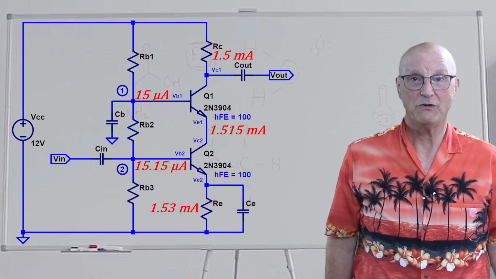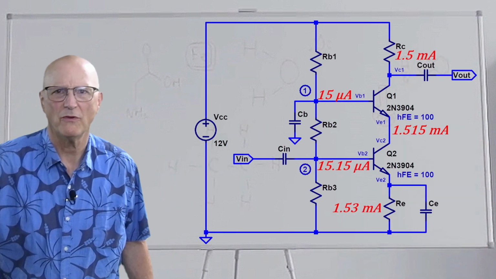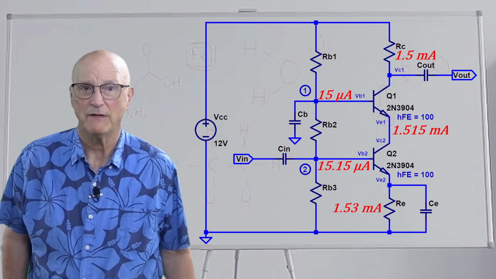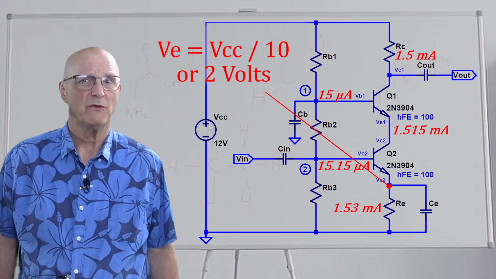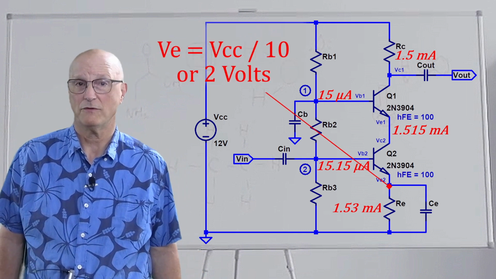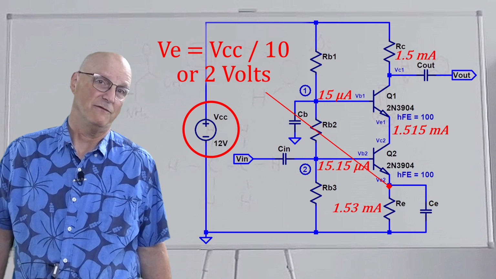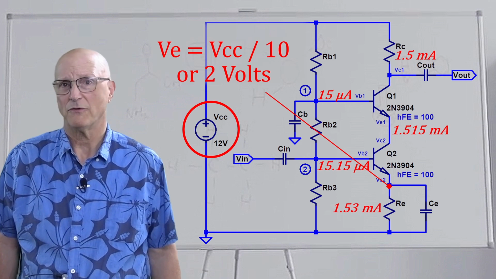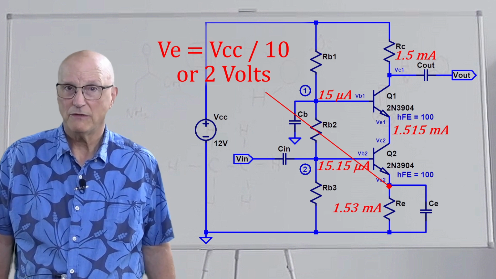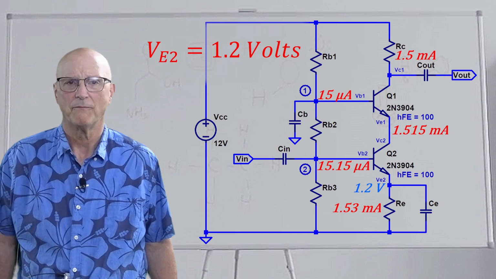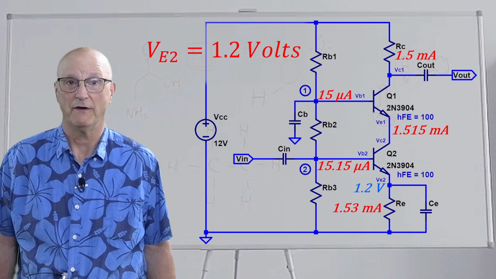We will move to Q2's emitter. According to the standard rule of thumb for a beta-stabilized common emitter circuit with an emitter resistor, the voltage across the emitter resistor should be 1/10 of VCC, or 2 volts, whichever is less. In our case, VCC is 12 volts, so we have 12 volts divided by 10. This means that the voltage on the emitter of Q2 is equal to 1.2 volts. This, of course, is also the voltage present across the emitter resistor Re.